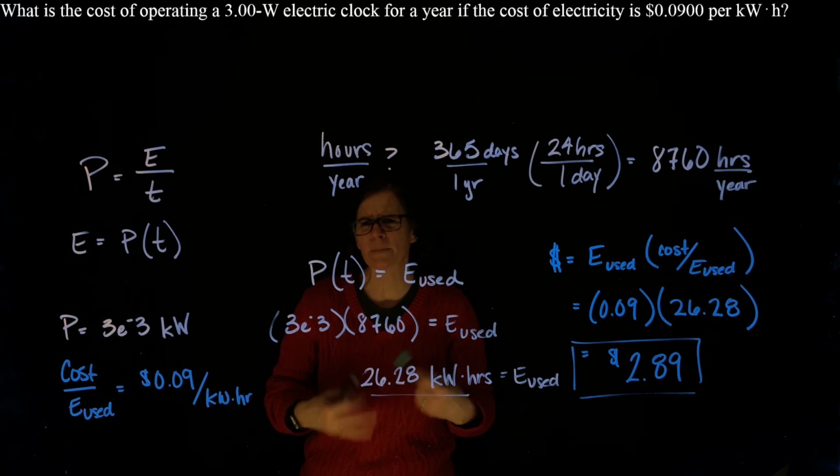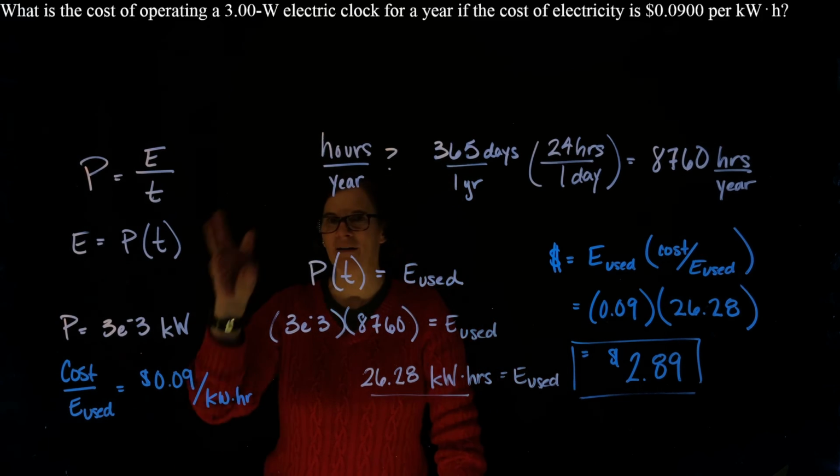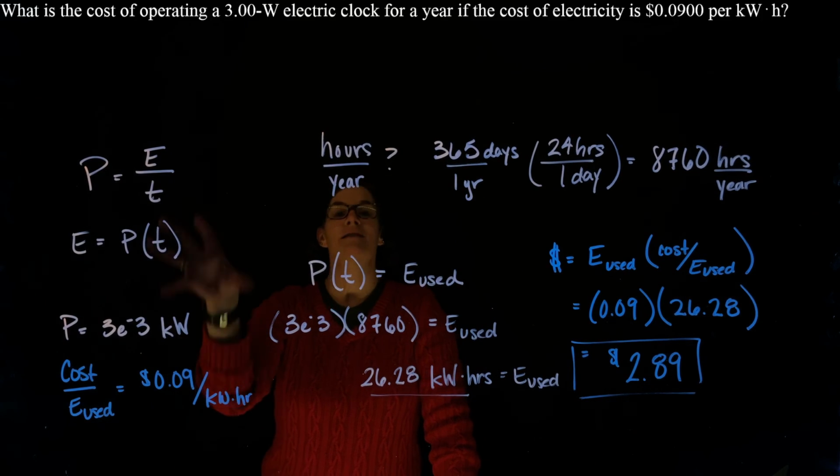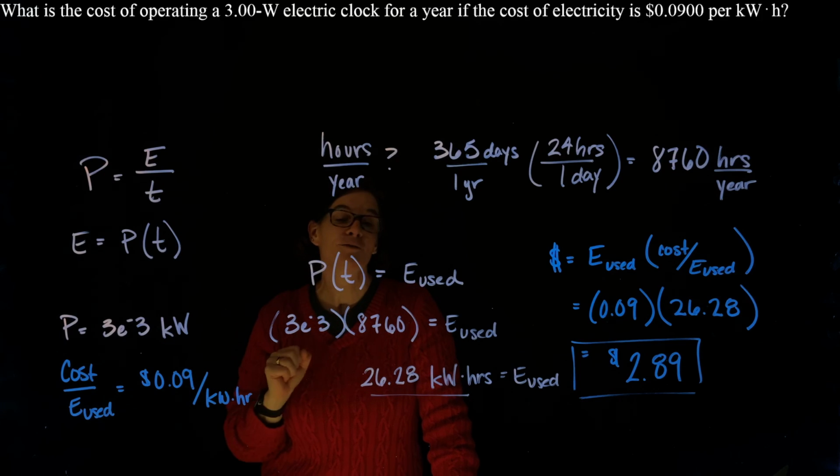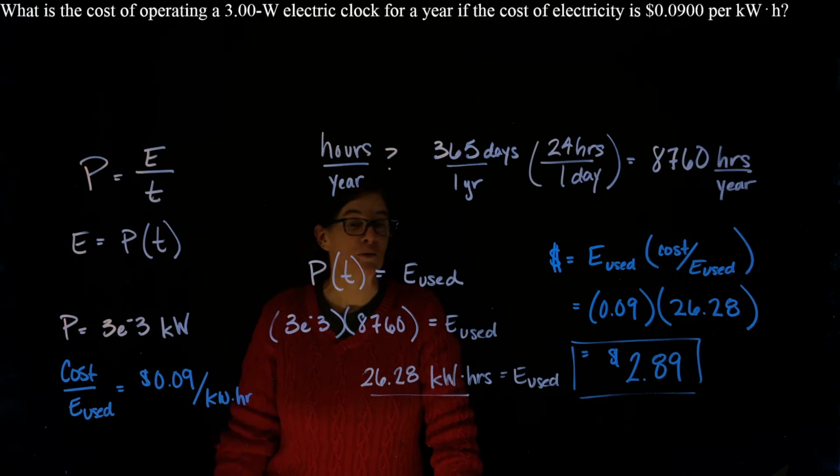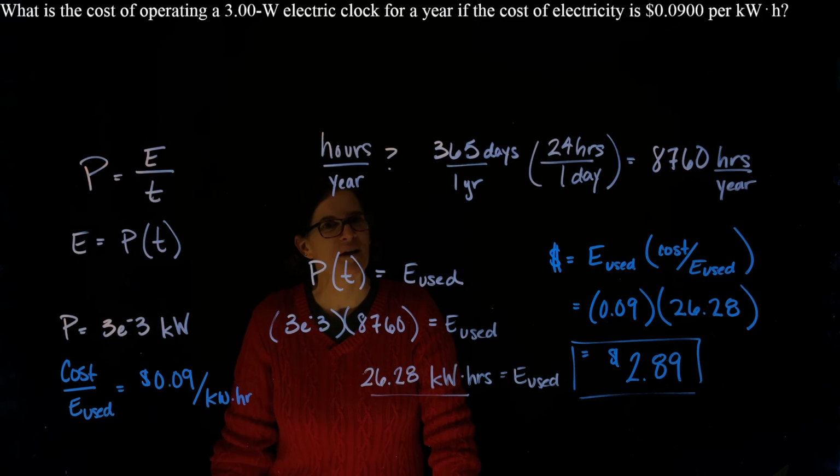All right, so using this power idea, recognizing that the power of the product times how long we run it for gives us the total amount of energy used in that particular situation. And then we're just looking at how much we're charged for that energy. All right, good job.